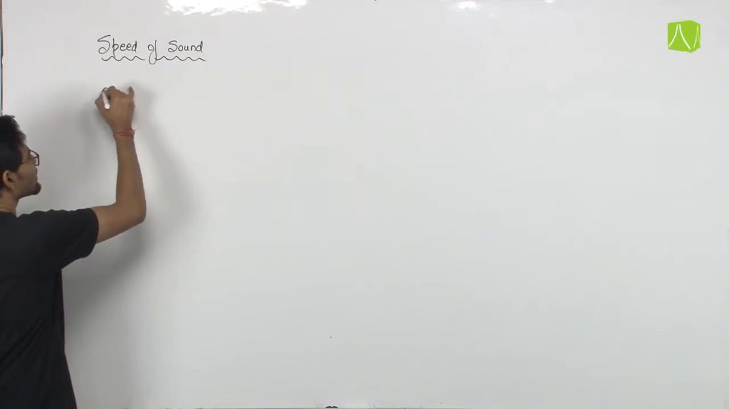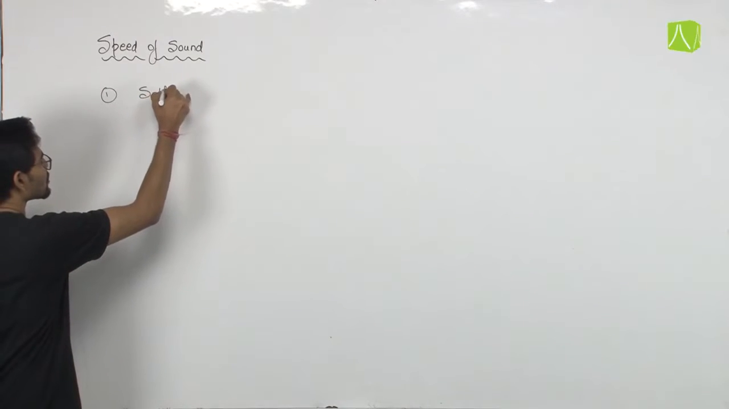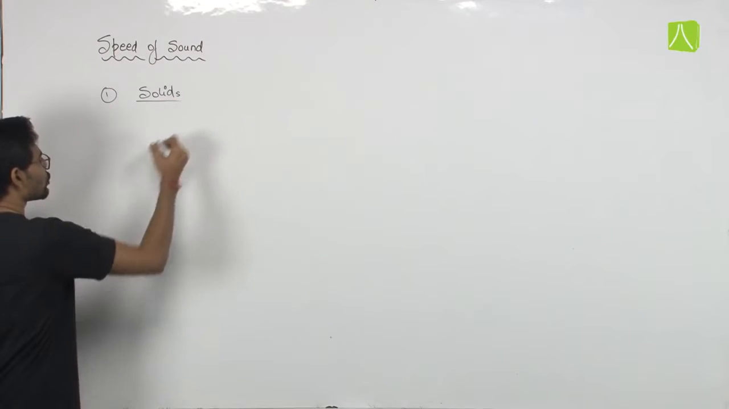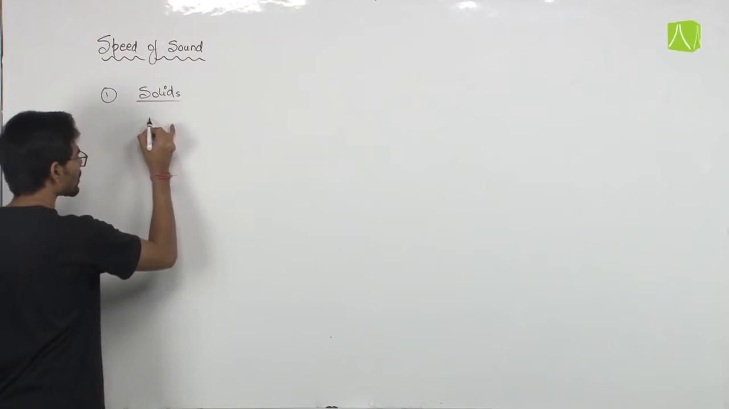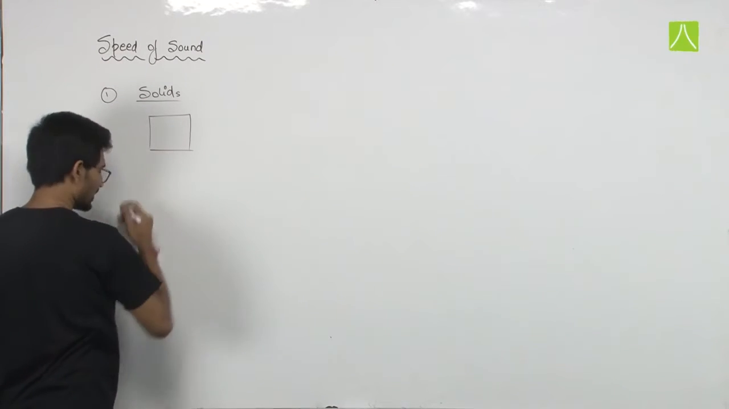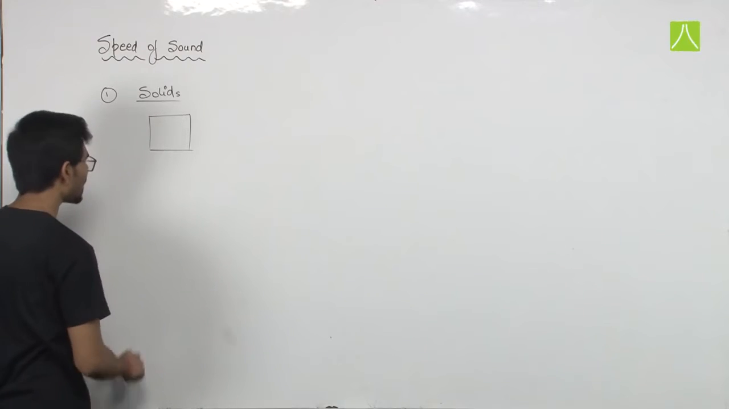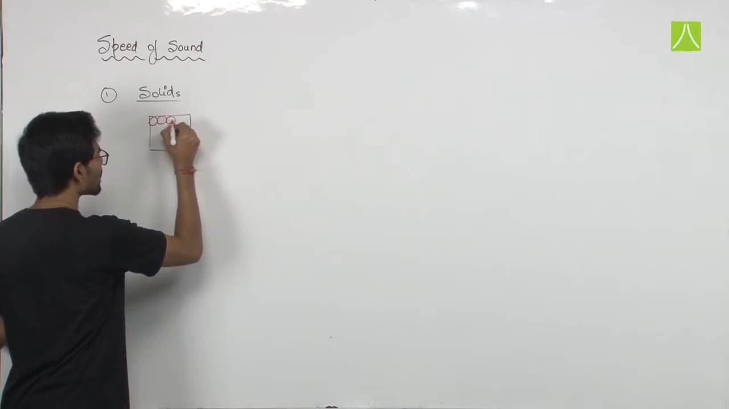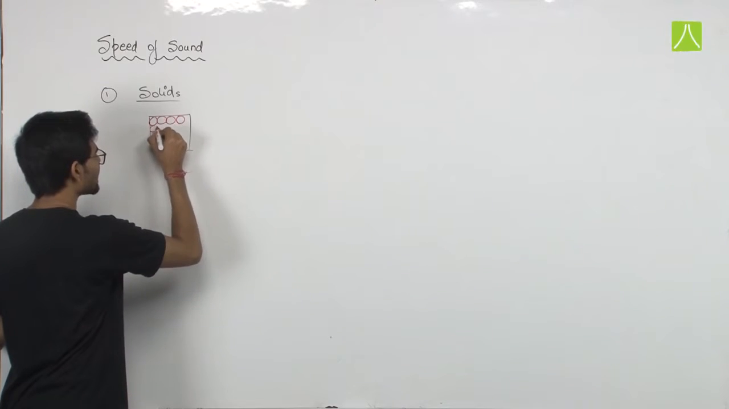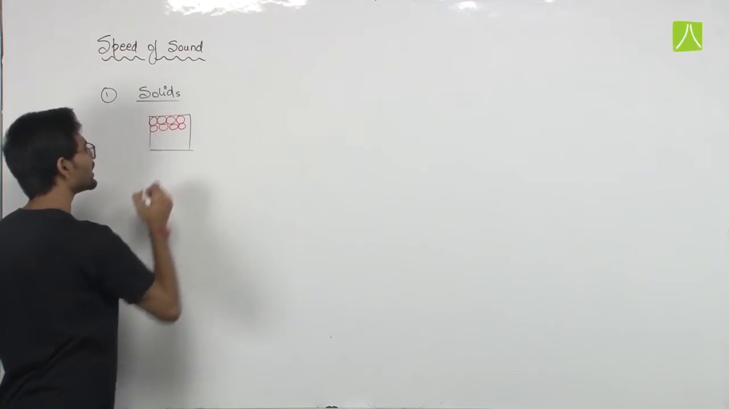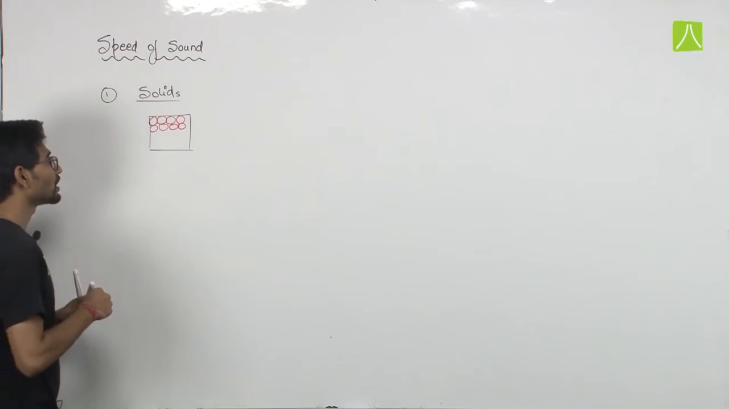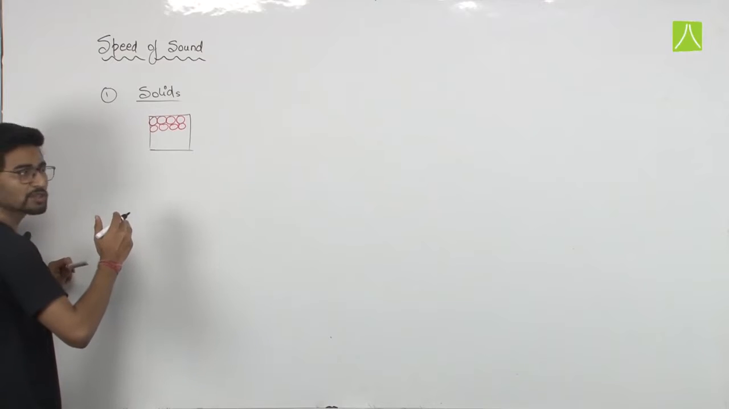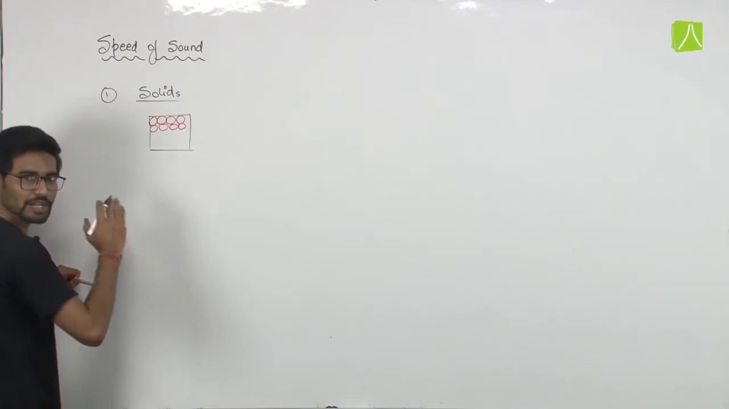First we are looking at solids. So in solids, what is the structure of a solid? In a solid, the atoms and molecules are very close to each other. They are tightly packed, very close to each other like this, isn't it? So this is the structure of a solid. What will happen as soon as there is a disturbance? The disturbance will be passed from molecule to molecule or atom to atom.